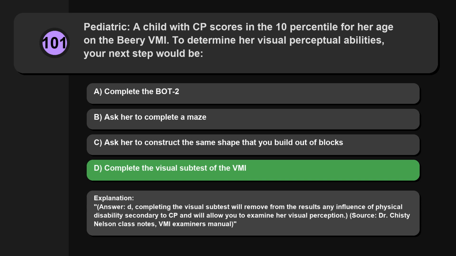Answer D. Completing the visual subtest will remove from the results any influence of physical disability secondary to CP and will allow you to examine her visual perception. Source: Dr. Kirsty Nelson class notes, VMI Examiner's Manual.